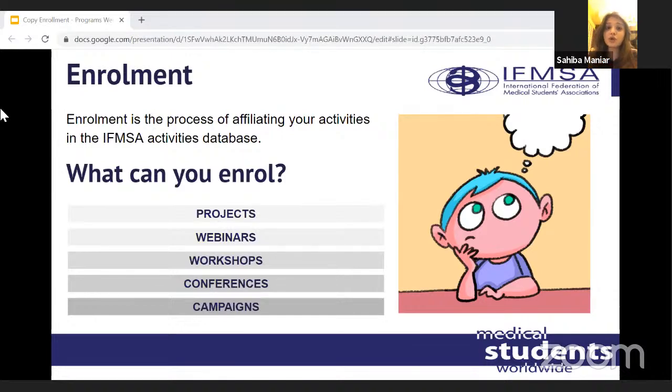What exactly can you enroll? In the start, we spoke about something called activities. What exactly are these activities? These activities could be your projects. They could be webinars or your capacity building trainings or workshops. They could be conferences, and they could be campaigns, like we mentioned, education and advocacy activities together. So could we go to the next slide, please?